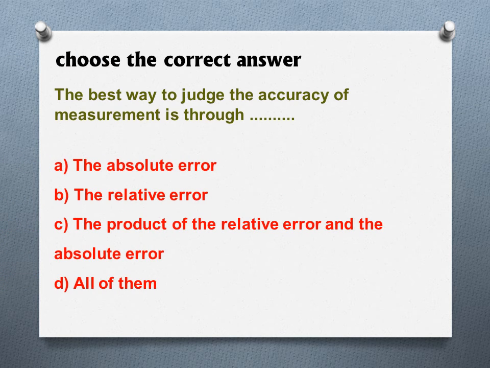The best way to judge the accuracy of measurement is through the absolute error, the relative error, the product of relative error and absolute error, or all of them. The best way to judge the accuracy of measurement is through relative error, so the correct answer is B.